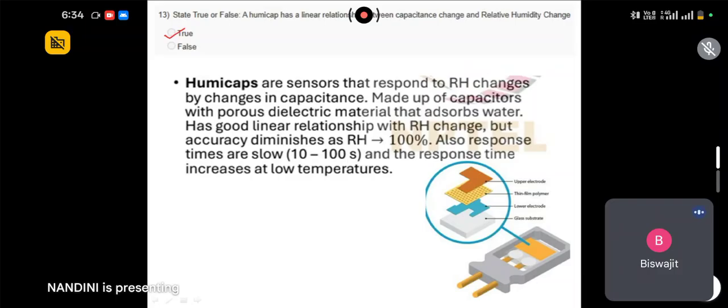Once it absorbs water, is it instantaneous or does it continuously measure?